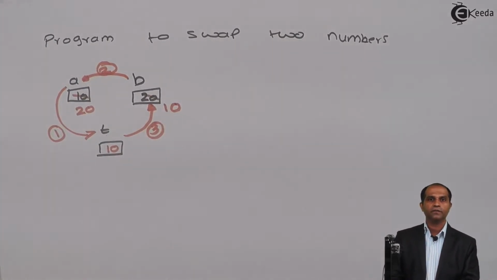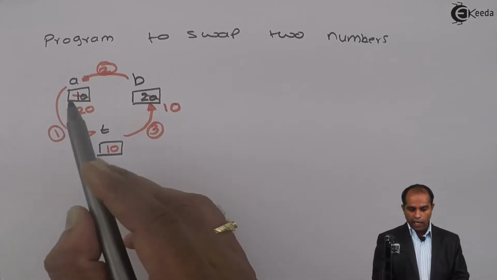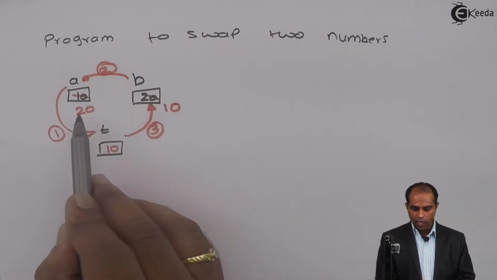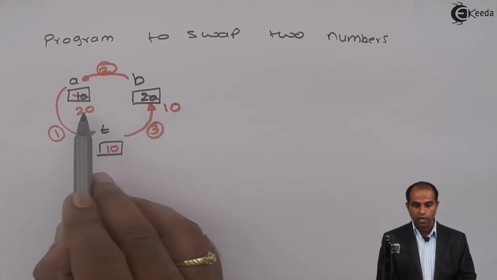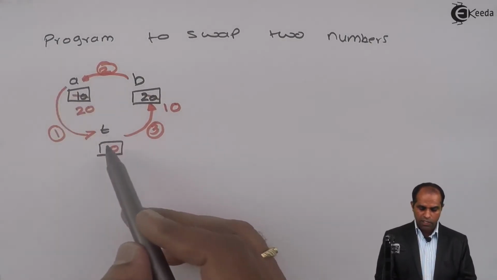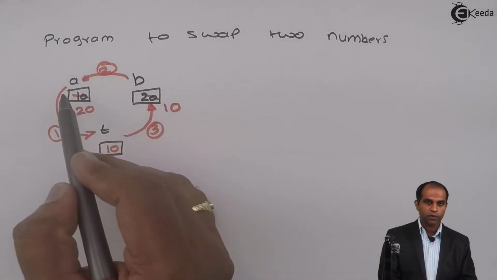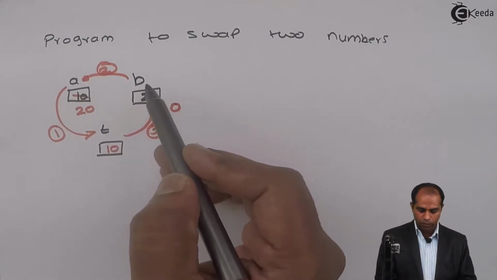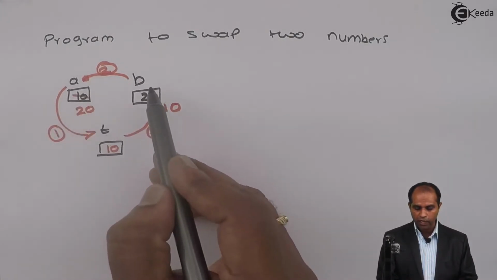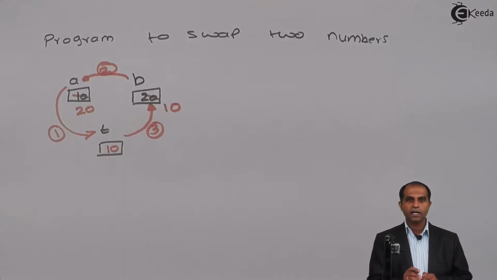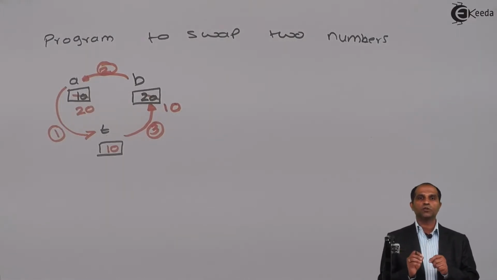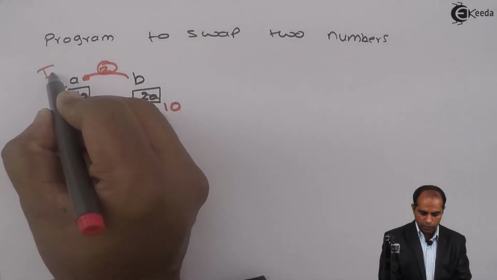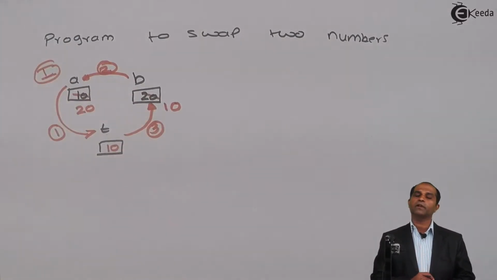changed to 10. So originally A and B were 10 and 20. Now after the processing where A was transferred to T, then B was transferred to A, and then T was transferred to B, we got the value of A as 20 and B as 10. We call this swapping with respect to memory location. Now this is the first method, where I had used a temporary variable.